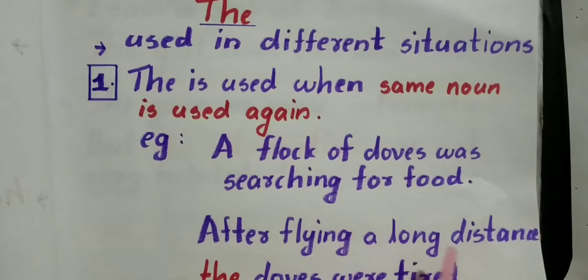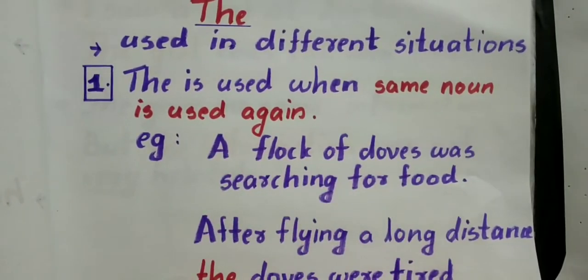After flying a long distance, the doves were tired. See, this is the first sentence. A flock of doves was searching for food. Here we are talking about a flock of doves. And in the next sentence as well, we are talking about the same flock of doves. So that we can use the. And it will be like, after flying a long distance, the doves were tired.